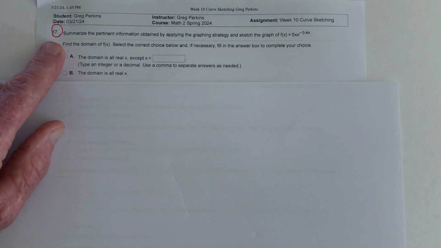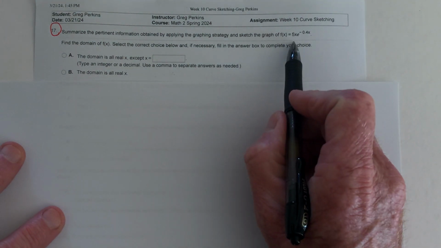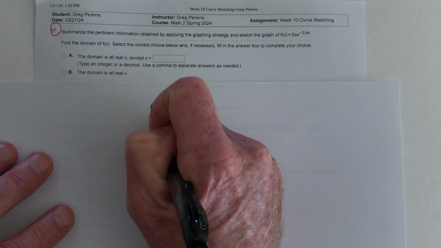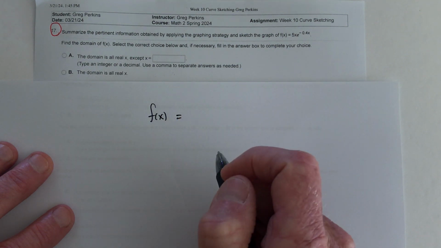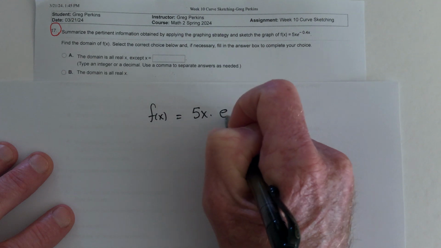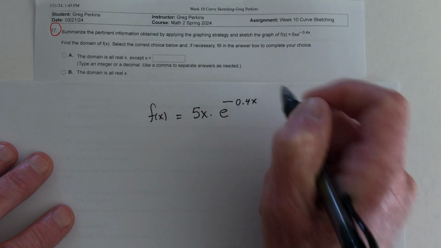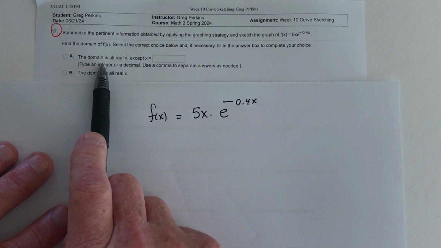So this is actually number 17 from the homework. And the function is 5x times e to the negative 0.4x. And the first question asks for the domain.